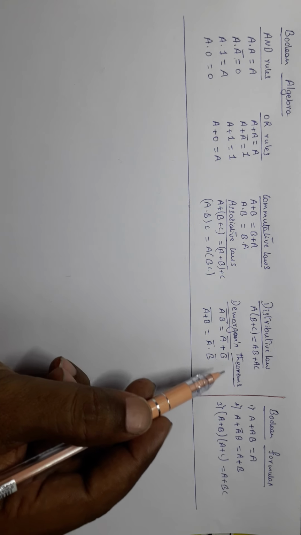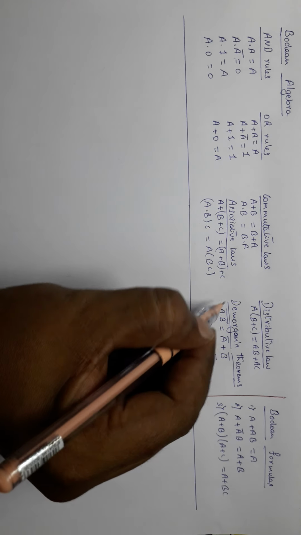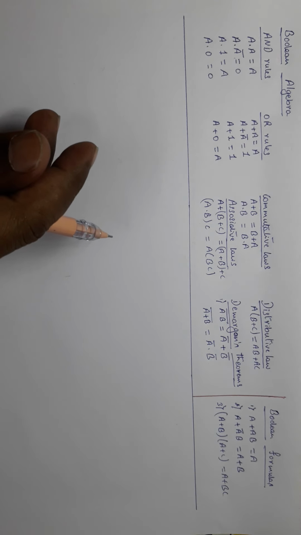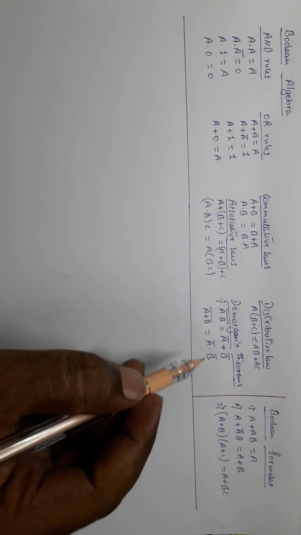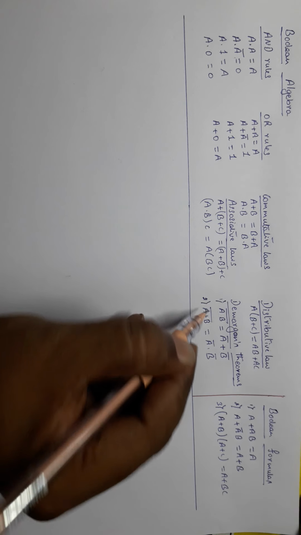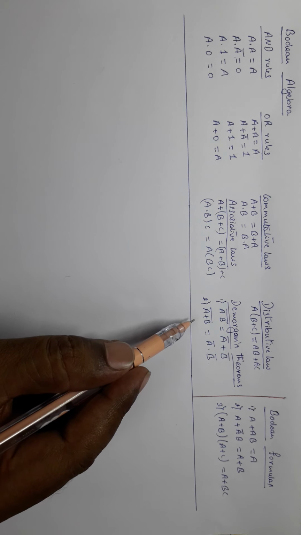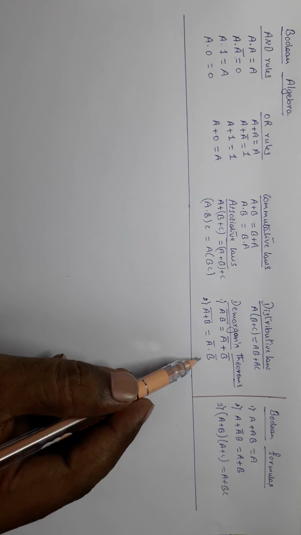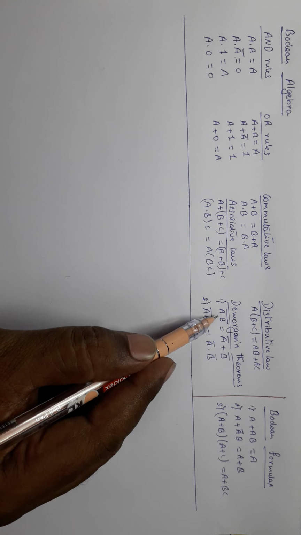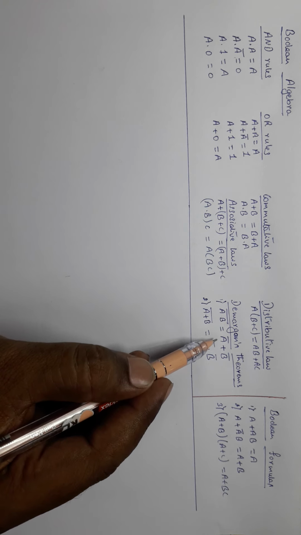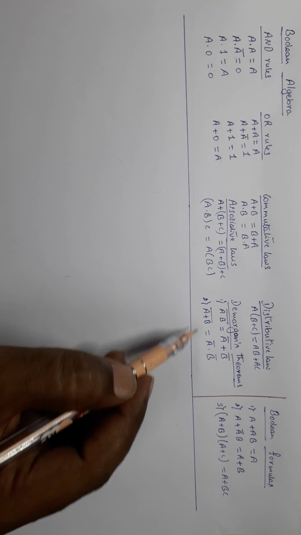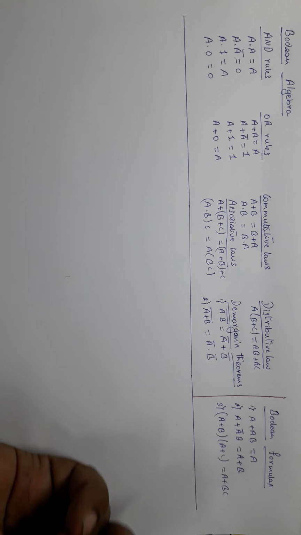Next is De Morgan's theorem. The first theorem states that the complement of a product is equal to the sum of the complements. The second theorem states that the complement of a sum is equal to the product of the complements. So the first theorem: A into B whole complement equals A complement plus B complement. The second theorem: A plus B whole complement equals A complement into B complement.